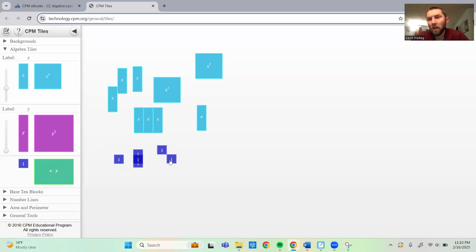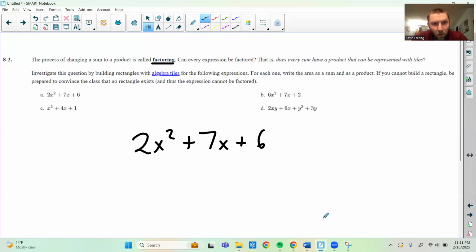Okay. Now, my job is to take this collection of algebra tiles and try to build a perfect rectangle, where everything's touching and not breaking any of the rules that we did back in chapter 3 with the algebra tiles, and then I'll try to write down the dimensions. And if I can do that, that is factoring. So I'm going to try it with this set of algebra tiles. And really what I'm trying to figure out is, can I do it? Can I do it with A? Can I do it with B? Can I do it with C? And so on.